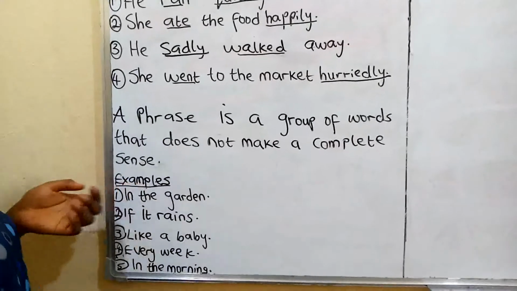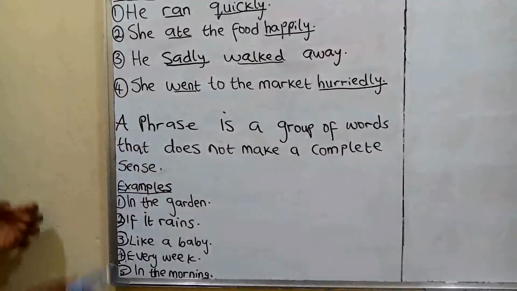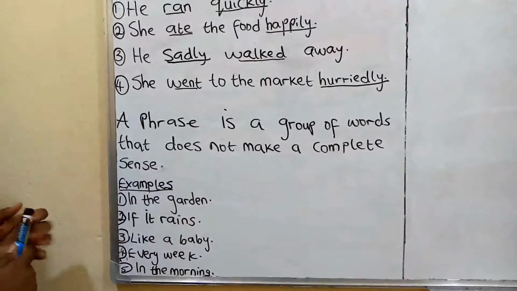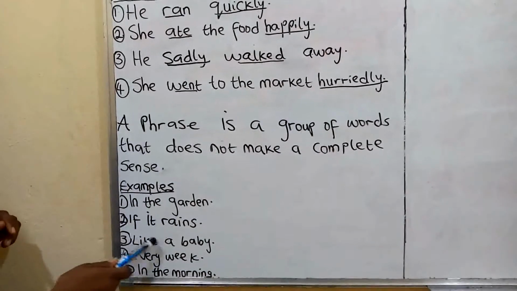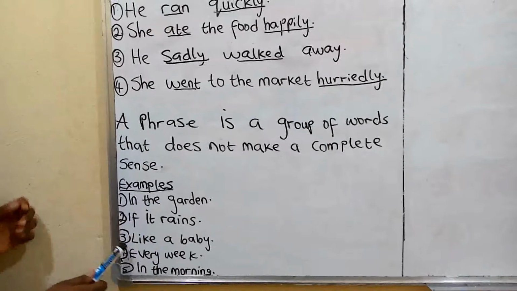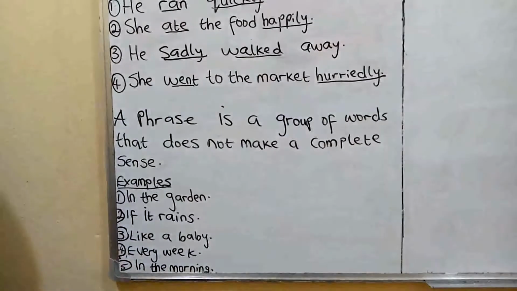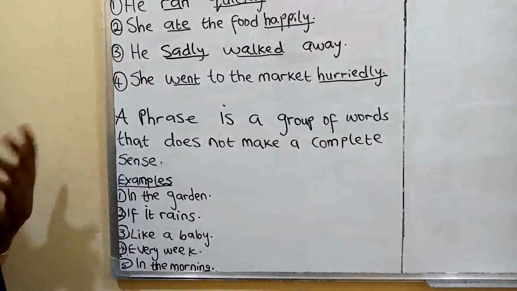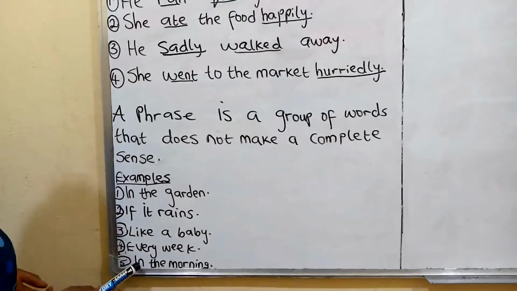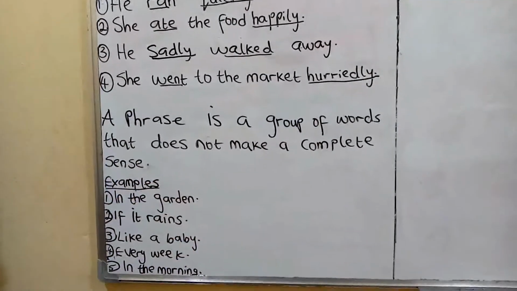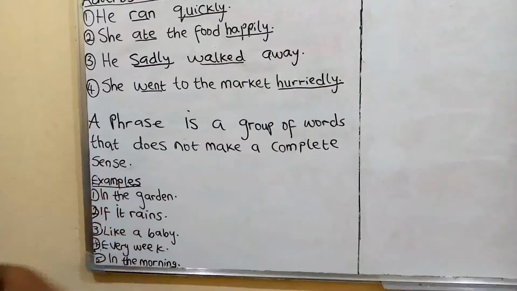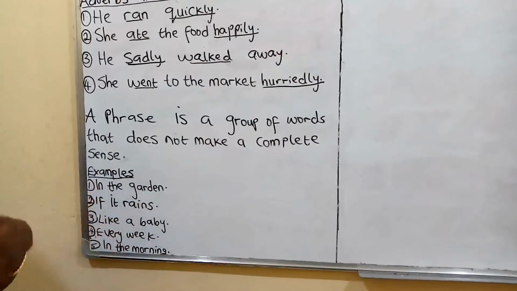So examples of a phrase: number 1, in the garden. 2, if it rains. 3, like a baby. 4, every week. What happens every week? On its own, it does not make sense. Number 5, in the morning. All these examples I've given to you here, on their own, do not make a complete sense.